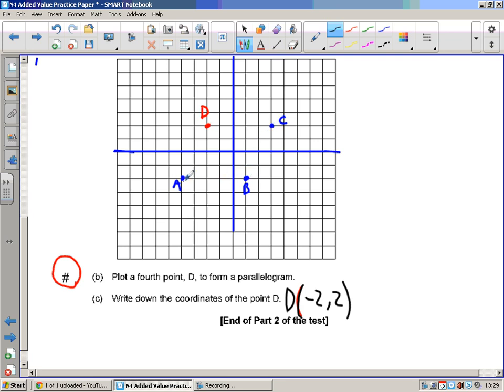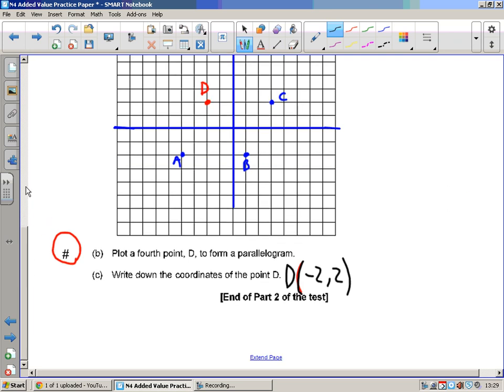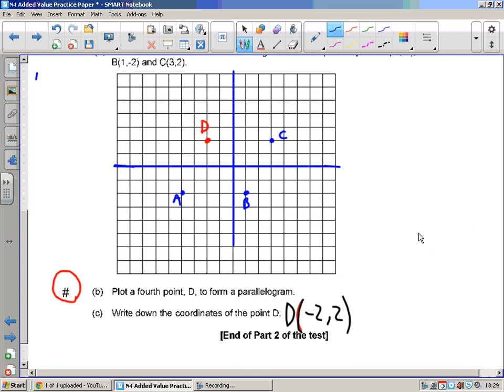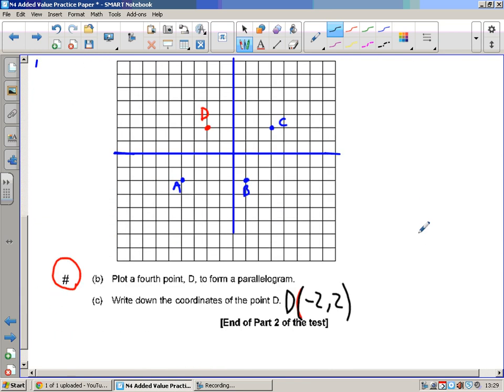I'm using a bit of information here. It's going to be the same length as this one, so I'm just counting 5 back from there and write down the coordinates of point D. That's 2 to the left and 2 up, so it'll be negative 2 comma 2. And once you've done all that, that is the end of the test. Go back through, double check it. Make sure you have your hashtag marks, because if you don't get 2 out of 4, you're not passing the test.